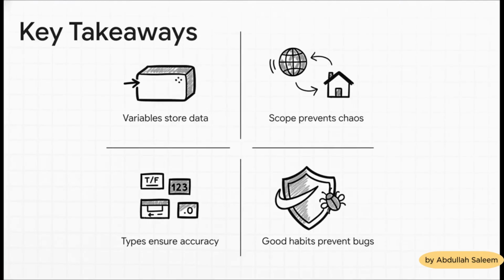Okay, let's boil it all down. Variables are how you store and manage information, period. Understanding scope, knowing the difference between global and local, is what keeps your code organized and prevents one part from accidentally messing up another. Choosing the right data type makes sure your code runs efficiently and, more importantly, correctly. Getting all this right is your absolute best defense against creating messy, buggy code.